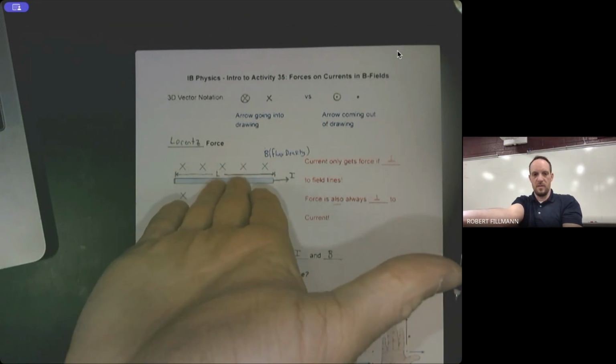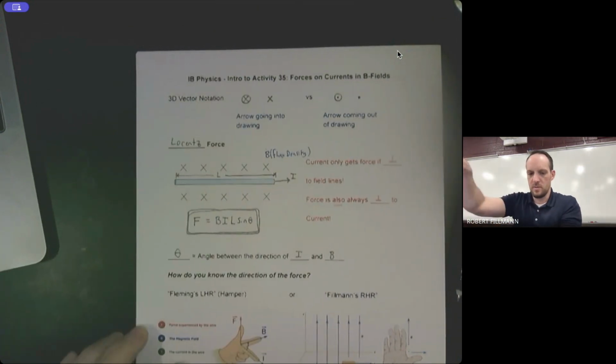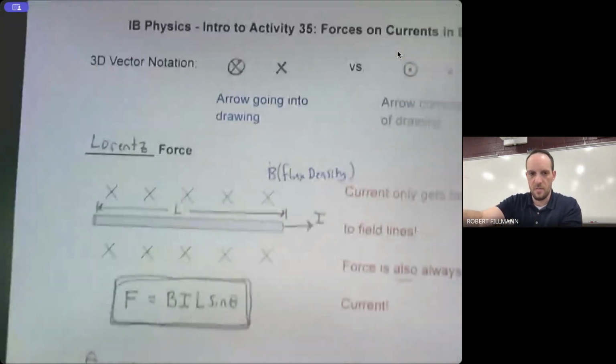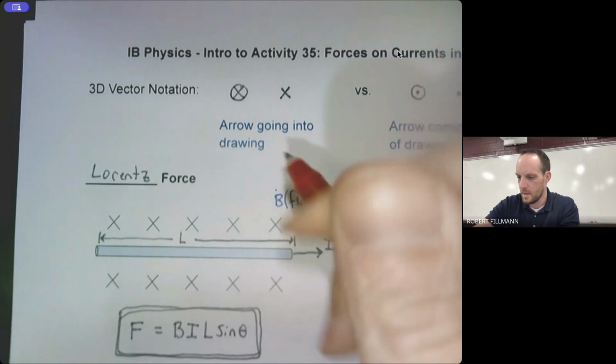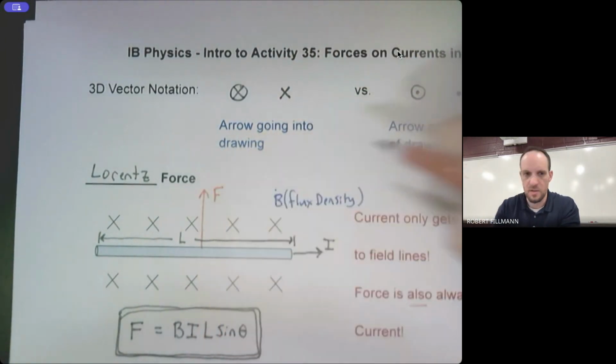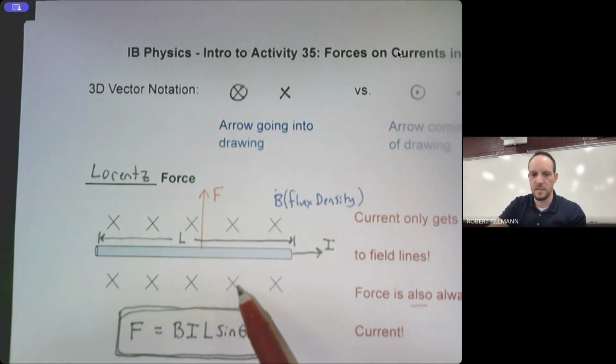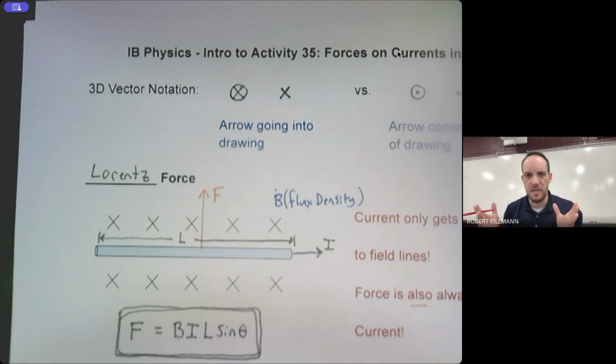My fingers are pointing into the page, and my palm is pushing upward. So the direction that this wire is going to experience a force by the right-hand rule is upward. This wire is going to get lifted in this direction, which is the direction of the Lorentz force. So fingers in the direction of the X's, thumb in the direction of I, palm in the direction of F. I encourage you to pause the video, try that yourself, and make sure you're comfortable with that illustration. This is something you will have to do on the IB exam and our unit test as well.